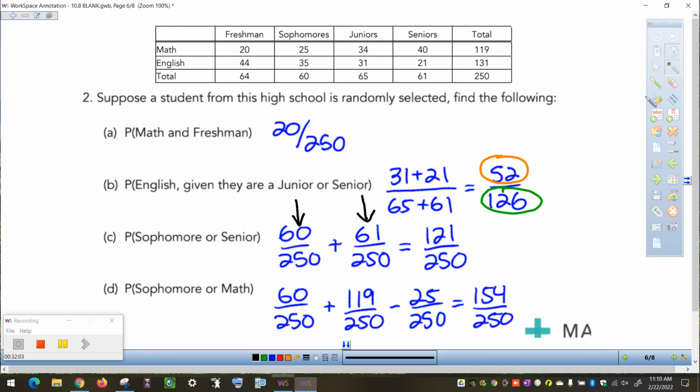But notice how in the last one, there could be some overlap. The probability that they're a sophomore or they prefer math. Well, you could be a sophomore that prefers math. So what we have here is we've got the probability of the sophomores. Right here, this is the probability of preferring math. And we're subtracting out the people that were double counted. So the people that were double counted were the people who preferred math and they were also sophomores. And that's how we ended up getting that final answer there.